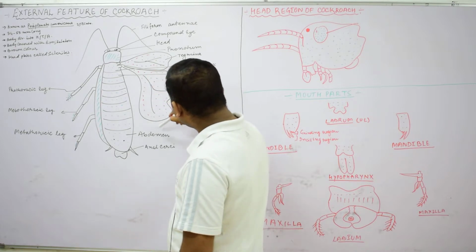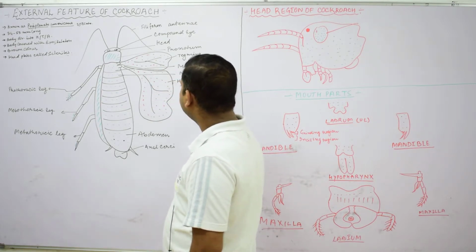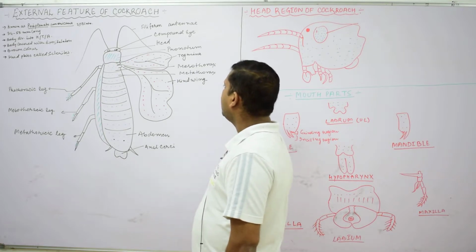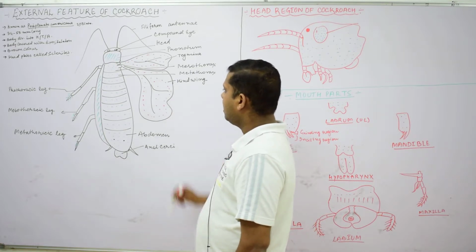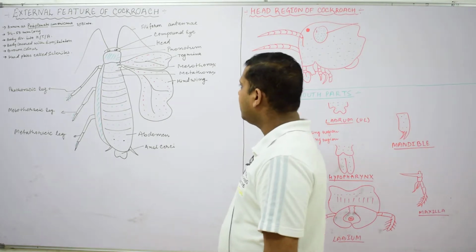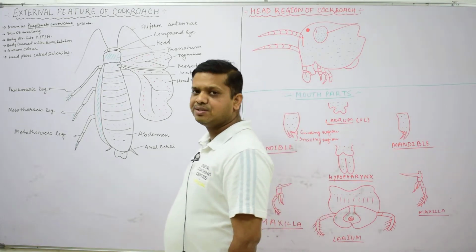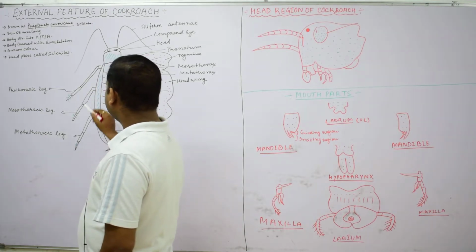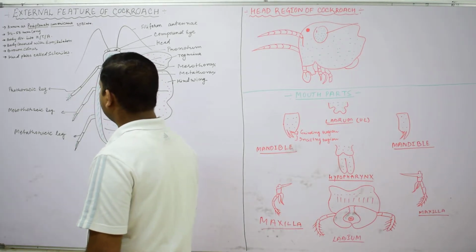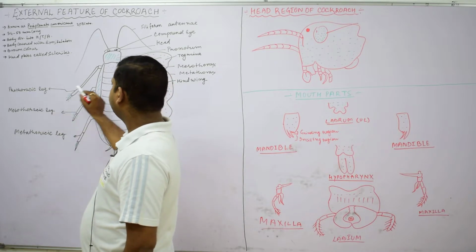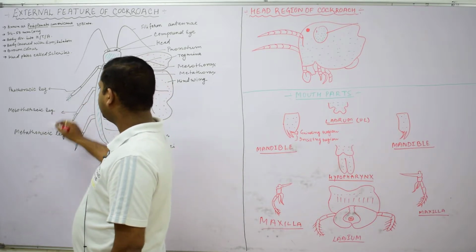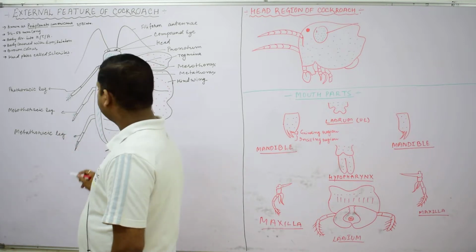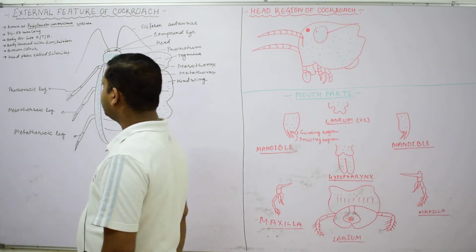Now, the second wing found here is known as the hind wing. It is prominent and helps the animal fly some distance. Cockroach has three pairs of appendages. The first is known as the prothoracic leg, the second is the mesothoracic leg, and the third is the metathoracic leg.